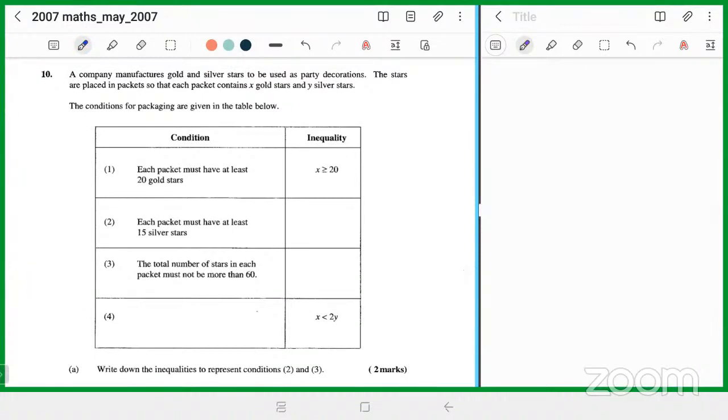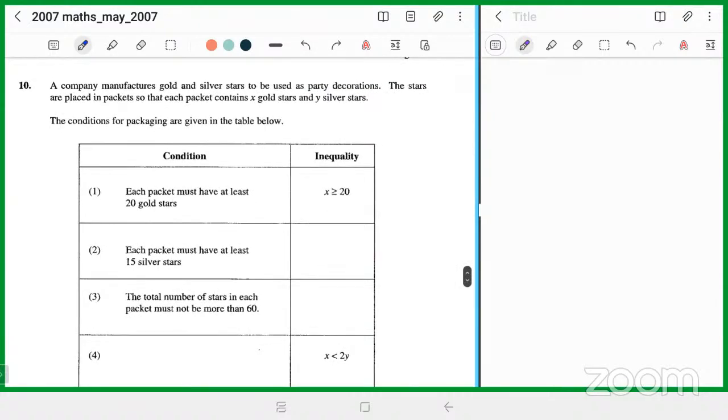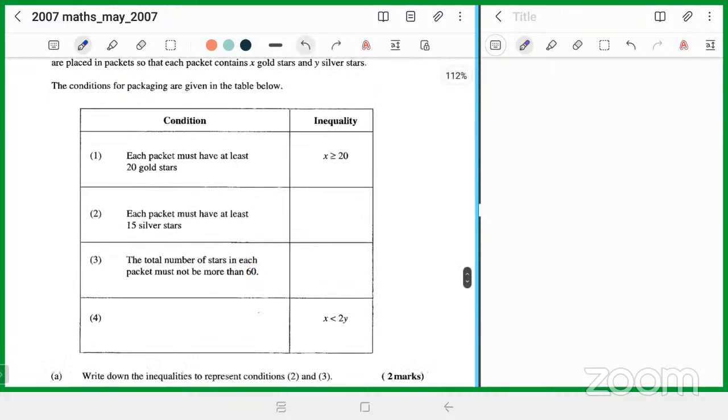It says, a company manufactures gold and silver stars to be used as party decorations. The stars are placed in packets so that each packet contains x gold stars and y silver stars. So again, it's x and y. So x is the number of gold stars, y is the number of silver stars. You don't know x and you don't know y. It says the conditions for packaging are given in the table below. So they give you the conditions and you write the inequalities here.